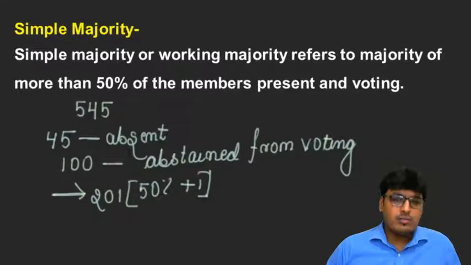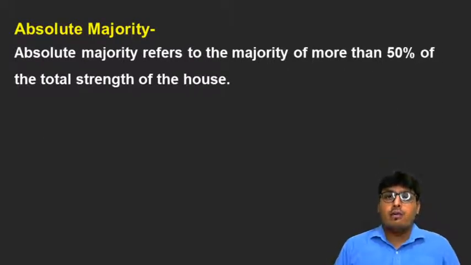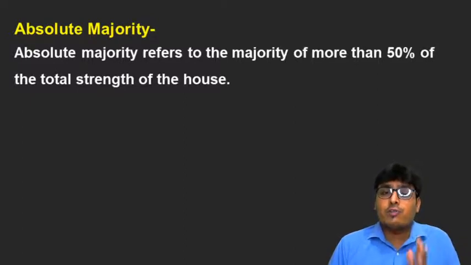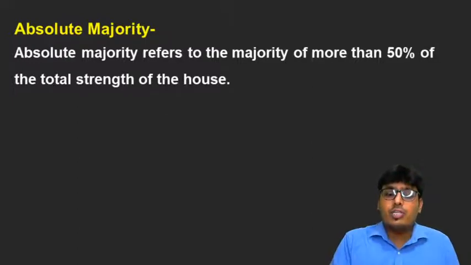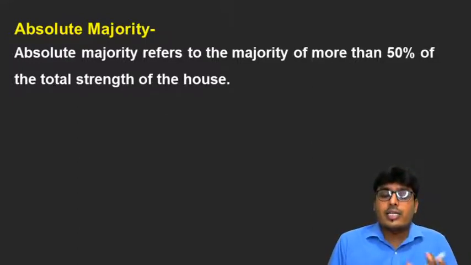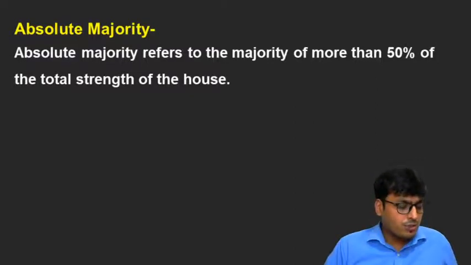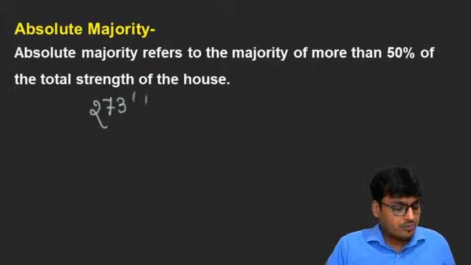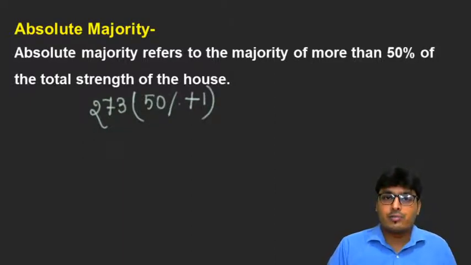Now, moving to the next one, that is absolute majority. Now, absolute majority refers to the majority of more than 50% of the total strength of the house. Okay, more than 50% of the total strength of the house. So, in the case of Lok Sabha, the absolute majority will be 273. That means more than 50% of the total strength of the house, so 50% plus 1.